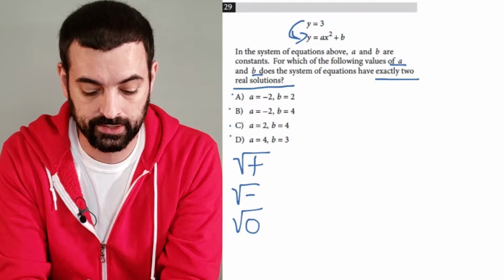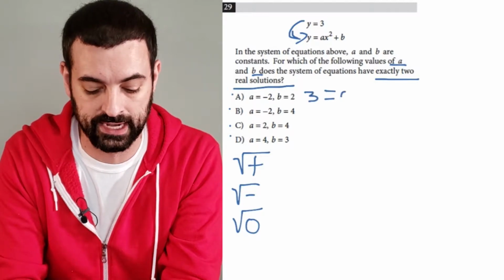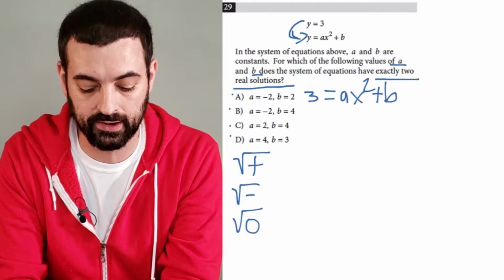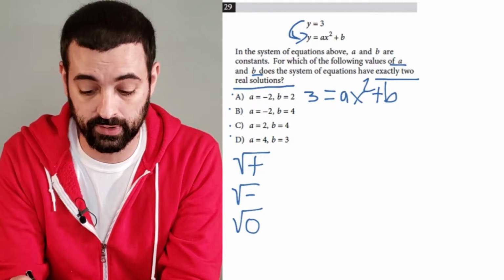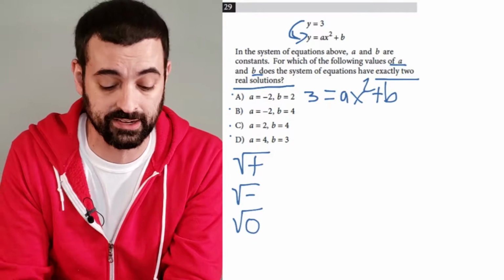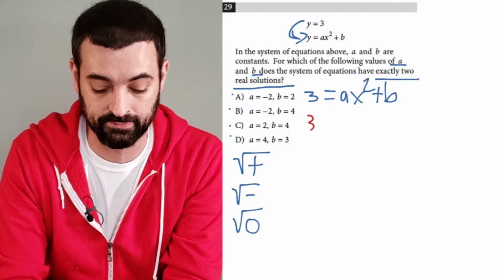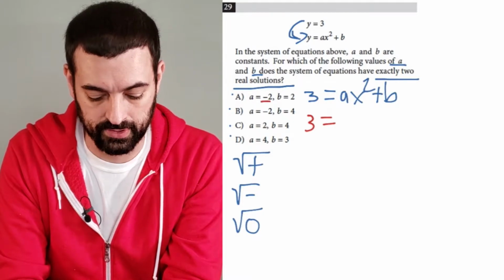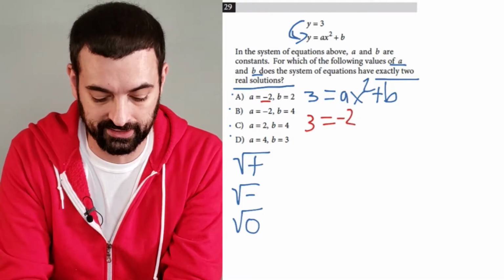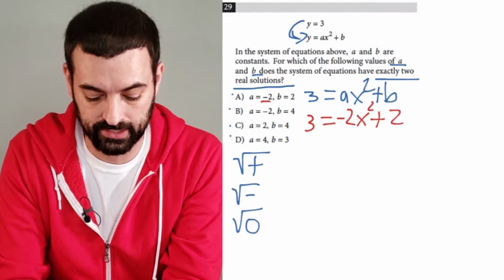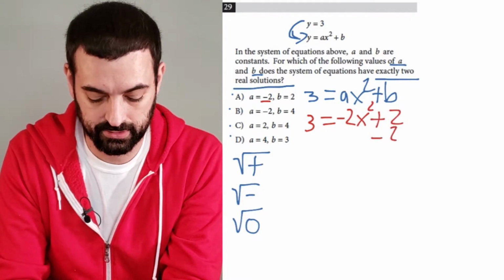We're going to put this 3 in for y. We've got 3 equals ax squared plus b. And then we're going to try all of these sets of values until we get a positive under the radical. Let's start with A. 3 equals, and they said a equals negative 2, x squared plus 2.